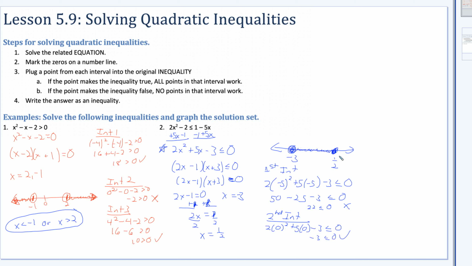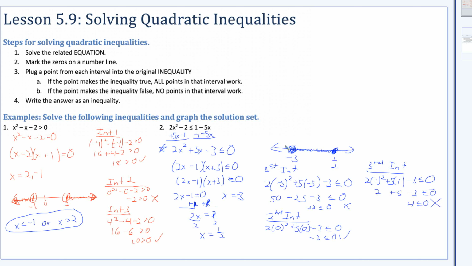And then we're going to try something larger than 1/2 for our third interval. And let's just try 1. So we have 2 times 1 squared plus 5 times 1, putting it into this inequality, minus 3. Is that less than or equal to 0? Well, this is 2 plus 5 minus 3. So that is 7 minus 3 is 4. 4 is not less than or equal to 0, so it doesn't work.